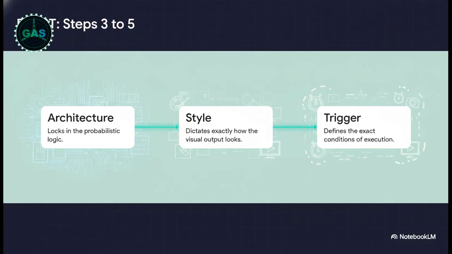Step 3 is the architecture, which locks in the probabilistic logic so your agent stays right on track. Step 4 is style, where you get to dictate exactly how the final visual output format should look. And finally, the trigger. This defines the exact conditions of how the task gets executed and formally handed back to you.